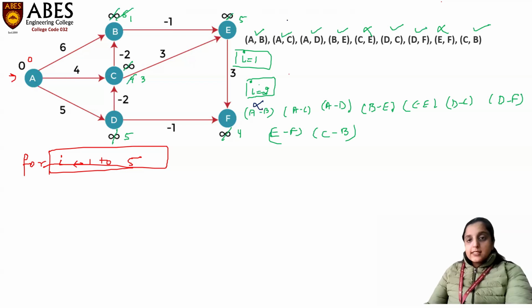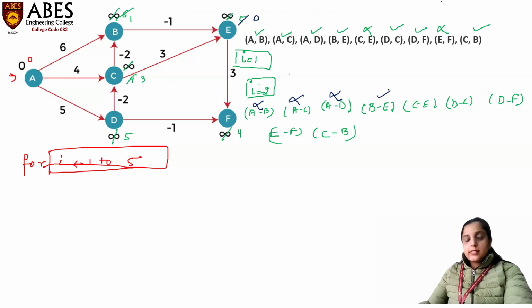Next is AC. AC is 0 plus 4, that is 4. 4 is not less than 3, so we'll not do that. AD is 0 plus 5, that is 5. It already contains 5, so we are not doing any updation, and we put a cross again. Next is BE. BE is 1 minus 1, that is 0. So this will be 0.